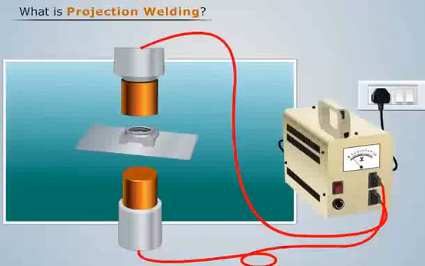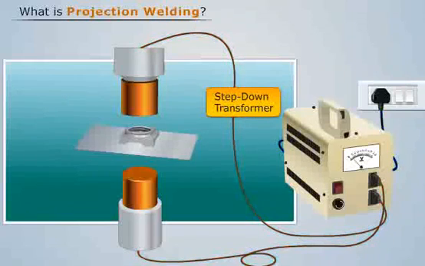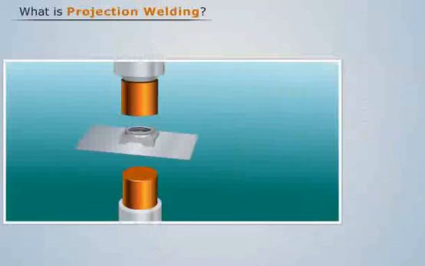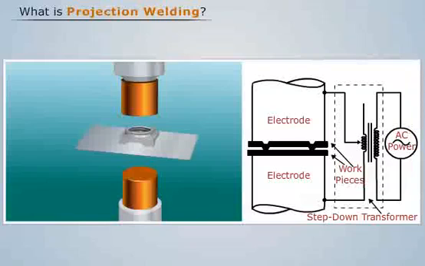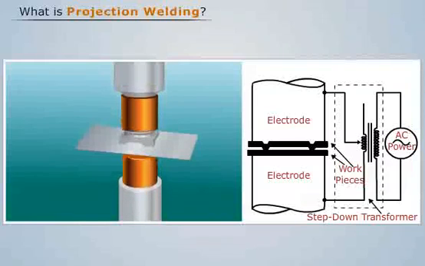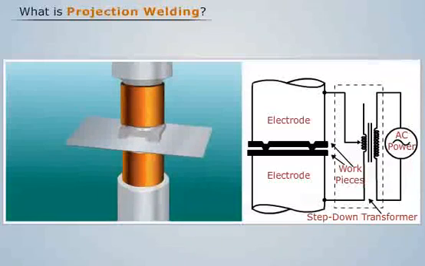which are connected to the secondary terminals of a step-down transformer, whose primary terminals are connected to an AC power supply. Now let us move the electrodes towards each other so that workpieces are tightly gripped between them.